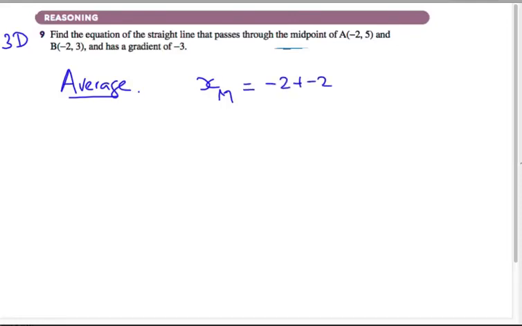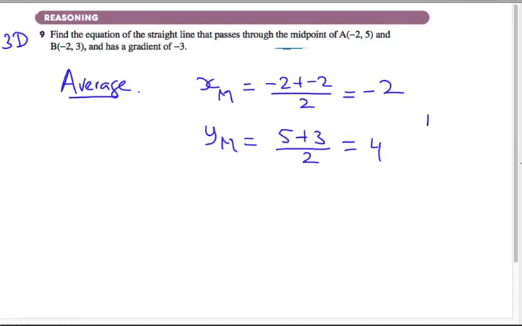-2 plus -2 over 2. I bet that's -2. Very difficult. Then I need to average the y coordinates. The y coordinate of the midpoint is going to be the average of 5 and 3. That's 8 over 2, makes it 4. So the midpoint is -2, 4.